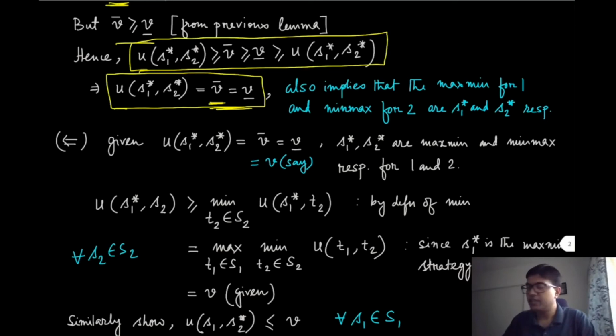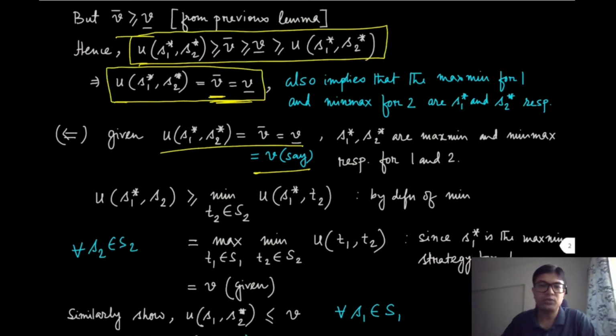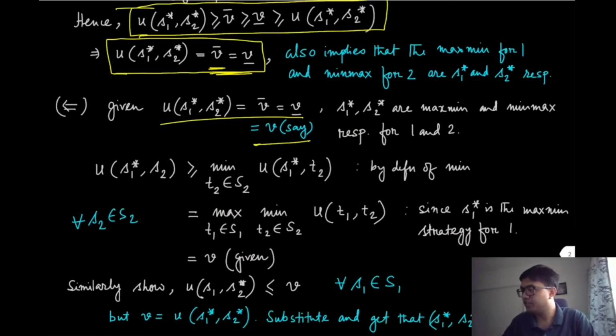Now we will have to show the other way around. Now we are given that this equality holds, where S1 star and S2 star are the max-min and the min-max strategies for players 1 and 2. And for simplicity of notation, let us denote both these equal values with V, let's say. Now we know by definition of minima, again the same trick that we are going to use. So if you fix a specific S2 and S1 star is the same, then by the definition of minima you can always write this.